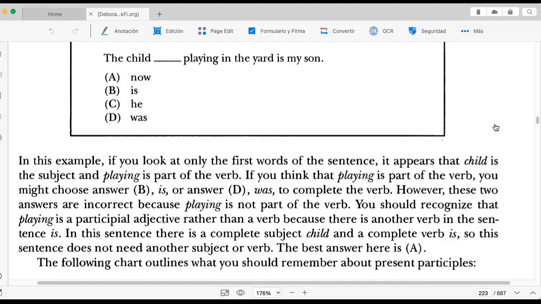You should recognize that playing is a participle adjective rather than a verb because there is another verb in the sentence, is. In the sentence, there is a complete subject, child, and a complete verb, is. So this sentence does not need another subject or verb. The best answer here is A. Okay, that's right. So you were right. Oh, okay, very good. You were right. The best option, or answer, will be letter A.